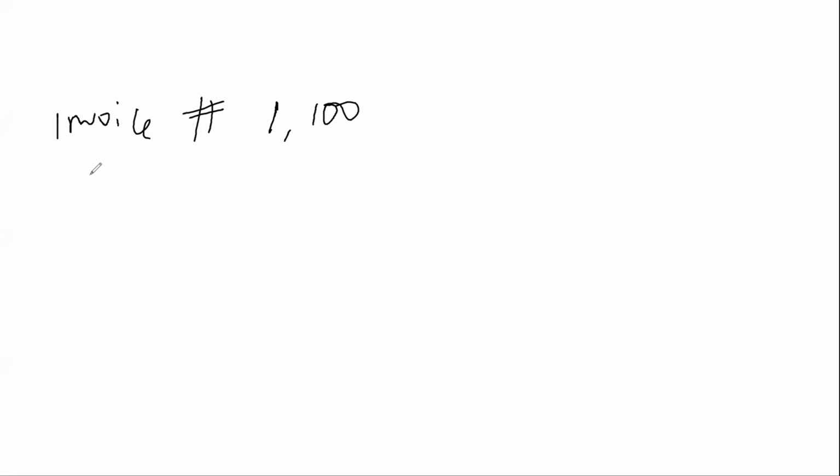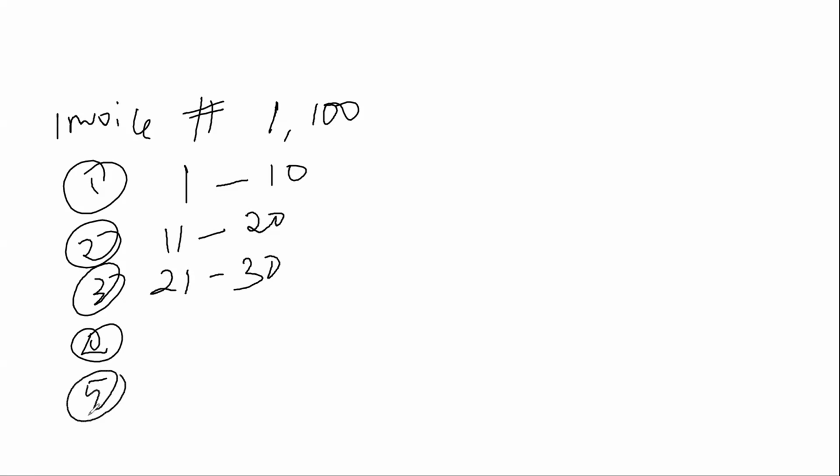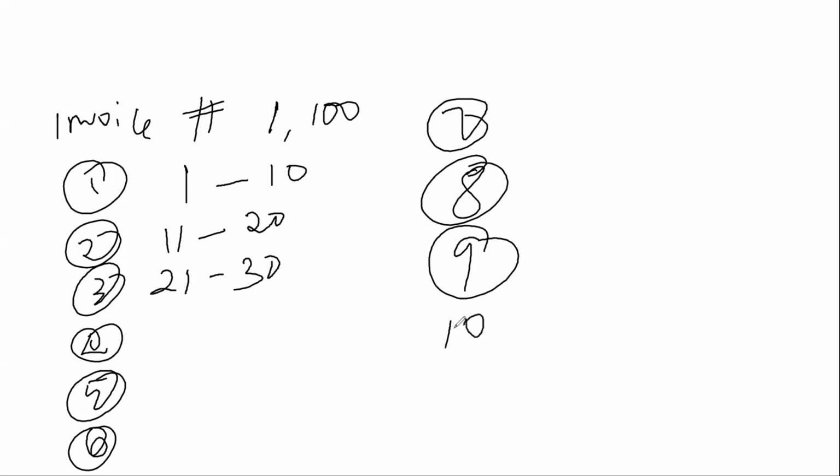So I can have my first group. Say group number 1 is invoice number 1 to invoice 10. Then the second group is invoice 11 to invoice number 20. My third group is 21 all the way to 30, and so on until 100. So I have group 4, group 5, group 6, group 7, 8, and 9, all the way to group 10.